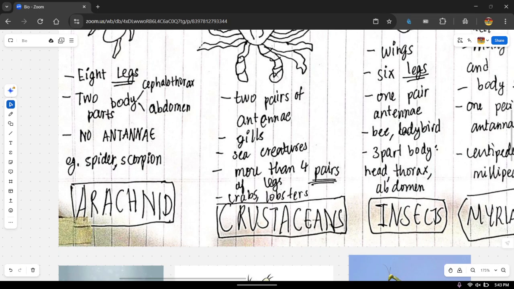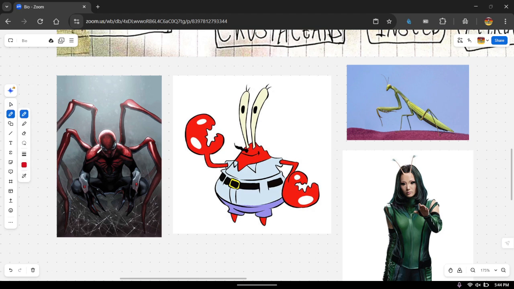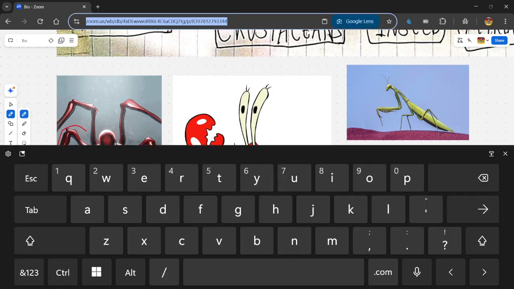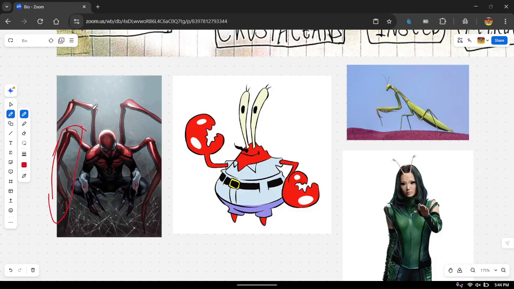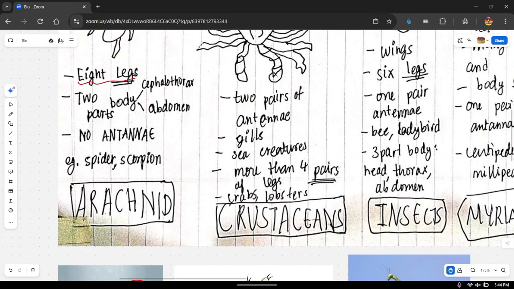Now, you see that arachnids have 8 legs. How you're going to remember that Spider-Man has 8 legs is that you first look at the back. One, two, three, and four. Now, you're also going to consider his hands as legs. So one, two, three, and four. So you can see that Spider-Man here has 8 legs. Okay, so that's how you're going to remember that arachnids have 8 legs, which is four pairs of legs.